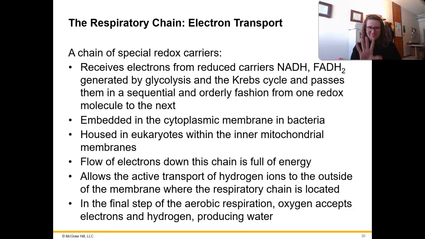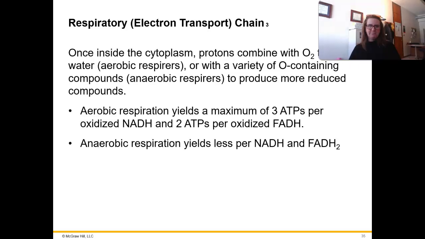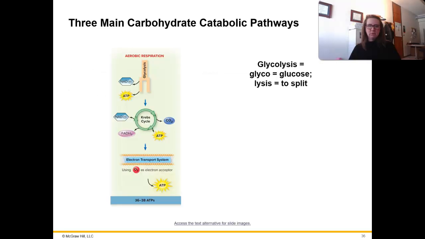Pause here if you want to read this and understand it a little bit differently, but I'm not going to read over the slide. And this one as well. Okay, so let's go back.